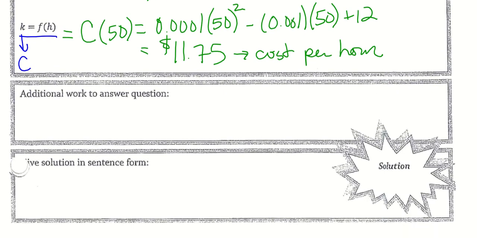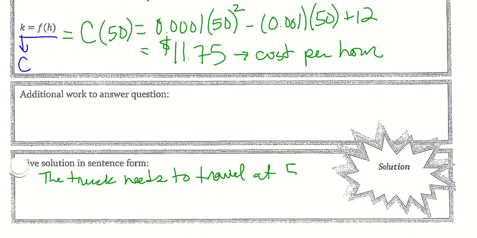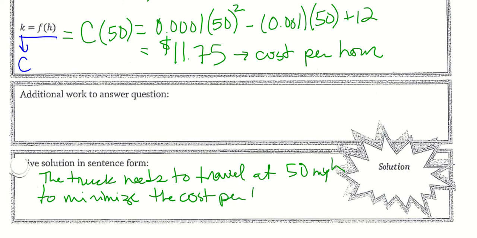So in a sentence, our solution is that the truck needs to travel at 50 miles per hour to minimize the cost per hour of operating the truck.